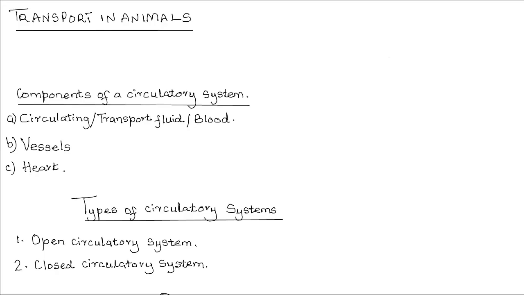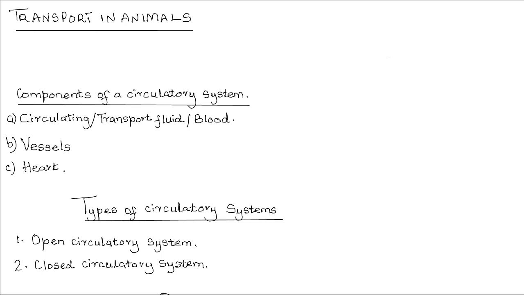Welcome to this lesson. In this lesson, we look at transport in animals. Animals are more metabolically active than plants. Because of their greater metabolic activity, they have a greater need for transport of nutrients and oxygen to the tissues and the removal of metabolic wastes from the tissues.